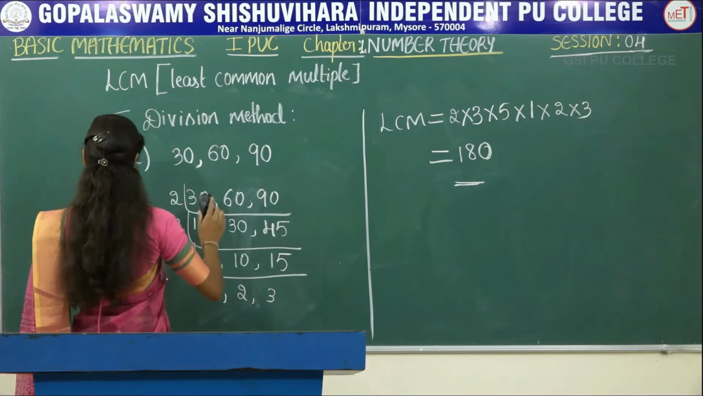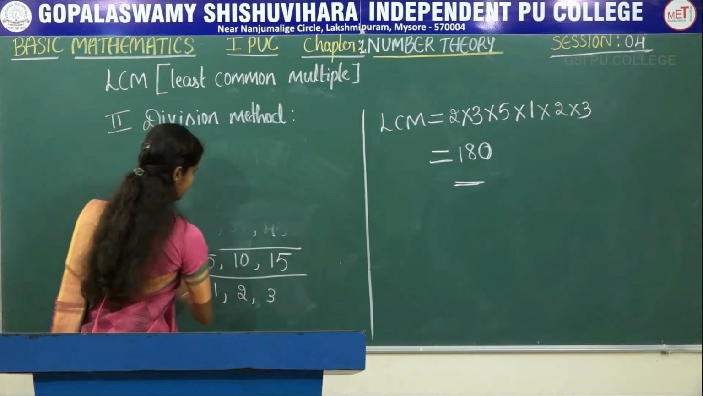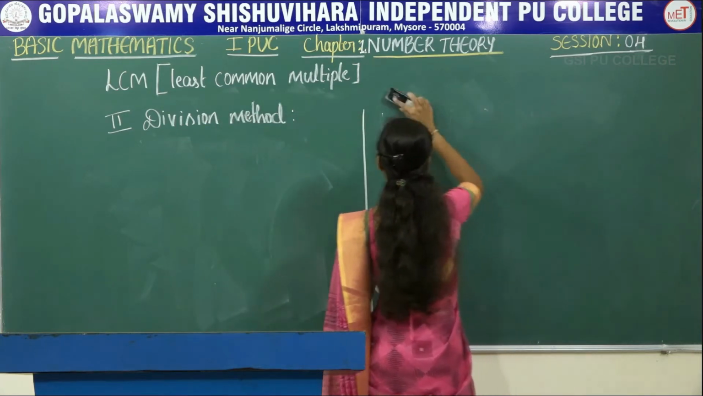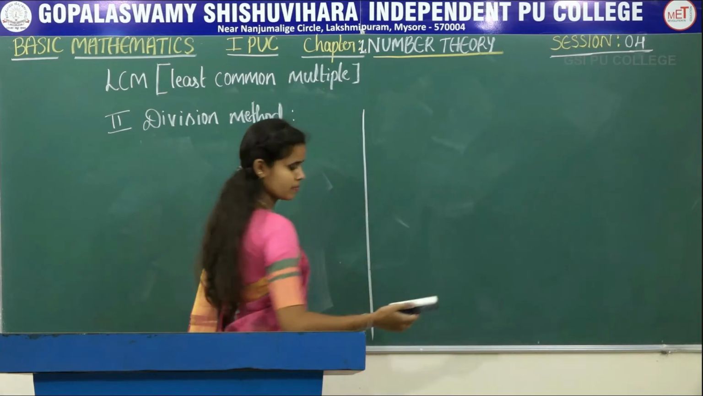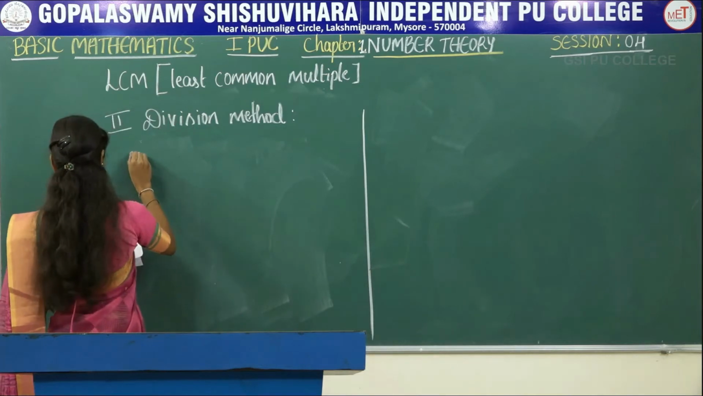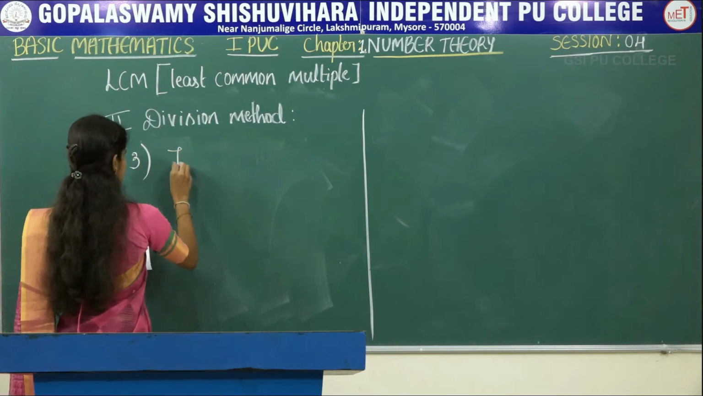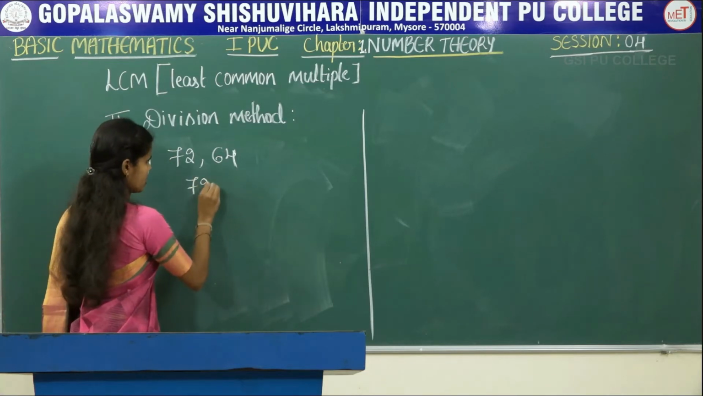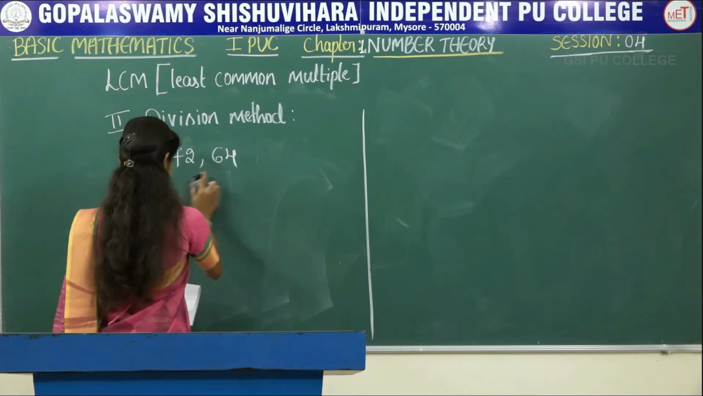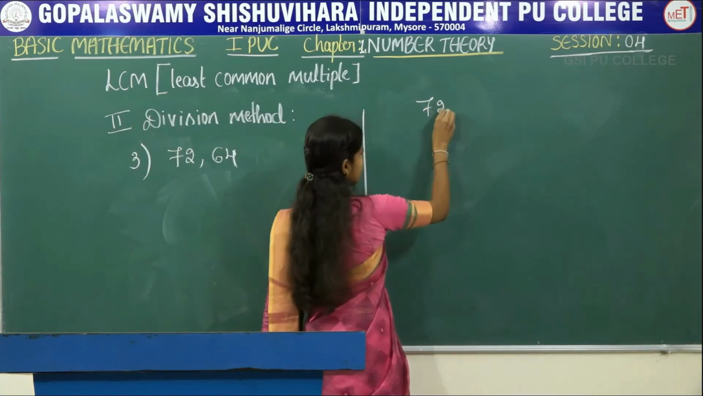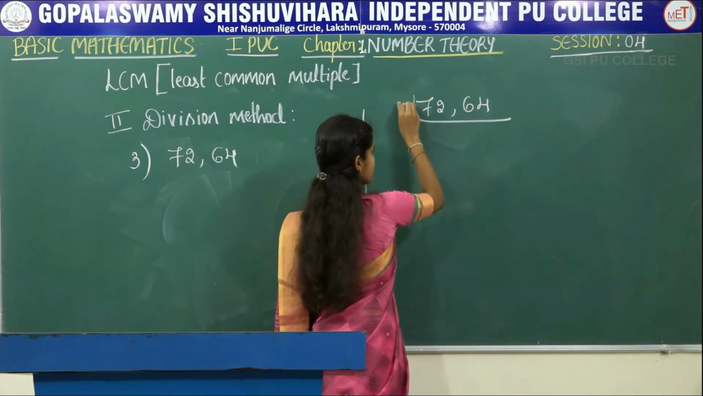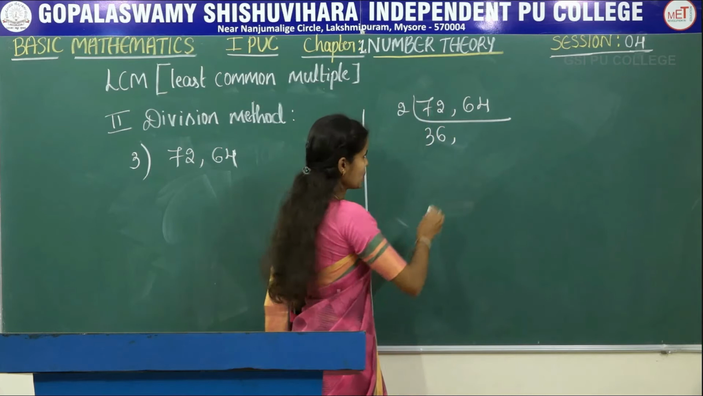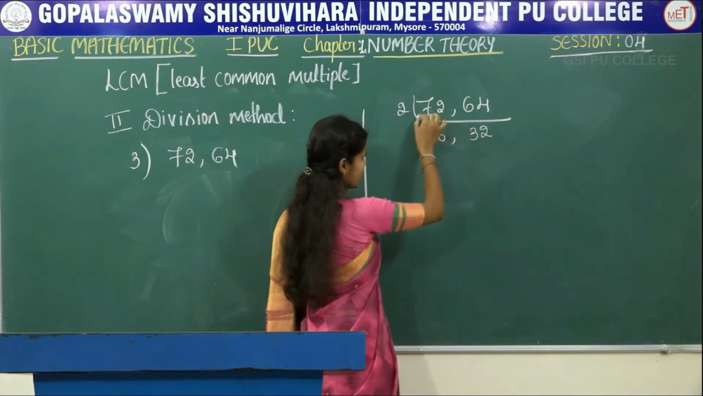Next problem, the third one: 72 and 64. 72, 64. These are even numbers, so they are divisible by 2. 2 thirty-sixes are 72, 2 thirty-twos are 64.